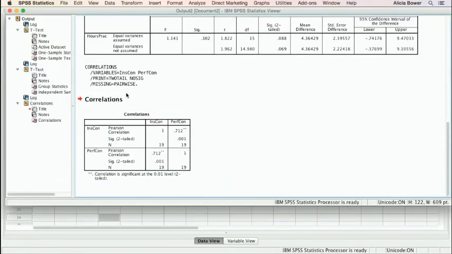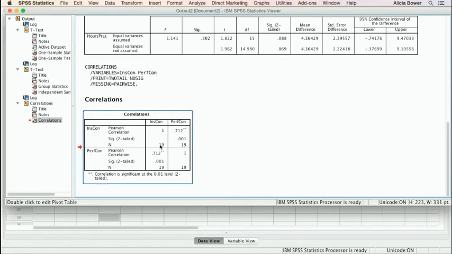And here is our information. So here is our correlation. And you can see here this table is telling us here are the two variables, instrument confidence, performance confidence. And the two variables are organized from top to bottom. They're also organized from left to right. So again, if you want to read this, you need to read the intersection of your two variables. So instrument confidence and performance confidence. So here is my correlation coefficient, 0.712.